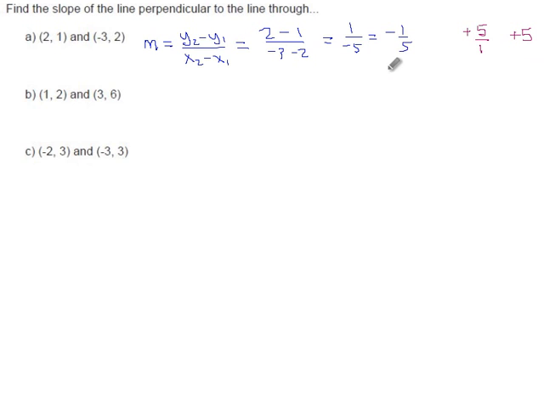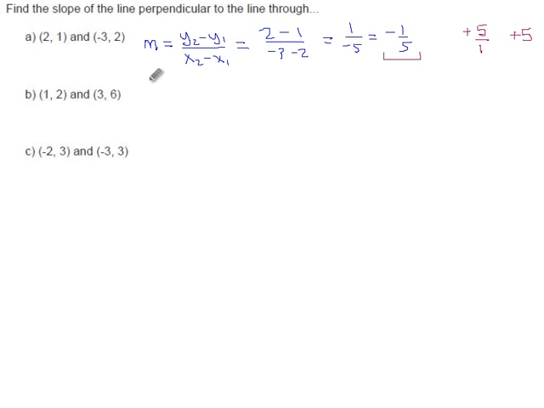The other way you can find the perpendicular slope is you say the product of a slope and the perpendicular slope should always be negative 1. So if you have minus 1/5, minus 1/5 times what would make negative 1? You can find that way that the perpendicular slope is 5.